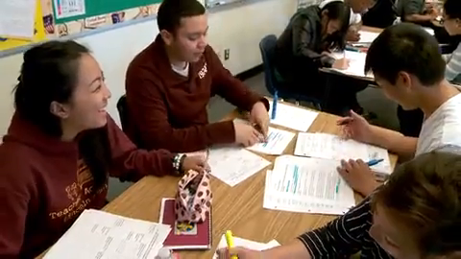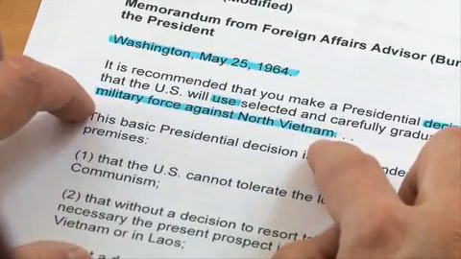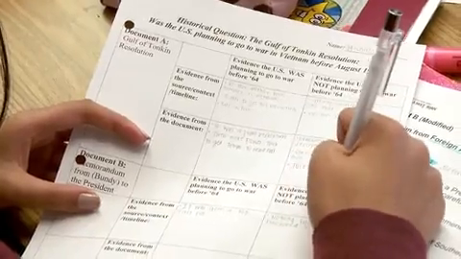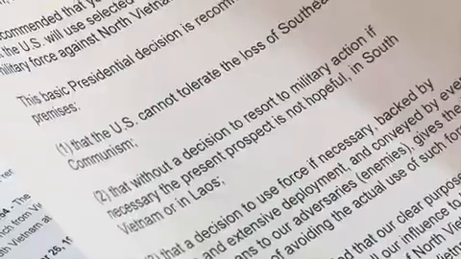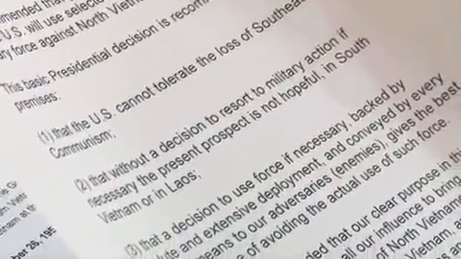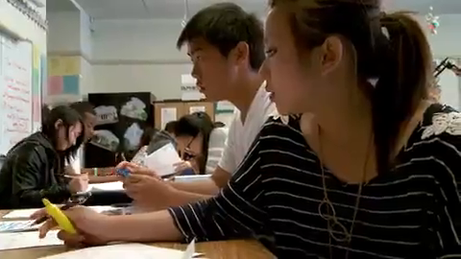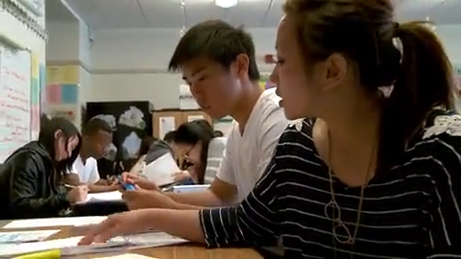Okay. Not even the Gulf of Tonkin has happened yet, and it's already saying to use military force against Vietnam. I think that this whole document is going to be about going to war. But I would say, without a decision to resort to military action if necessary, the present prospect is not hopeful. They don't want to use military force, but I think they might have to. That was just an excuse.